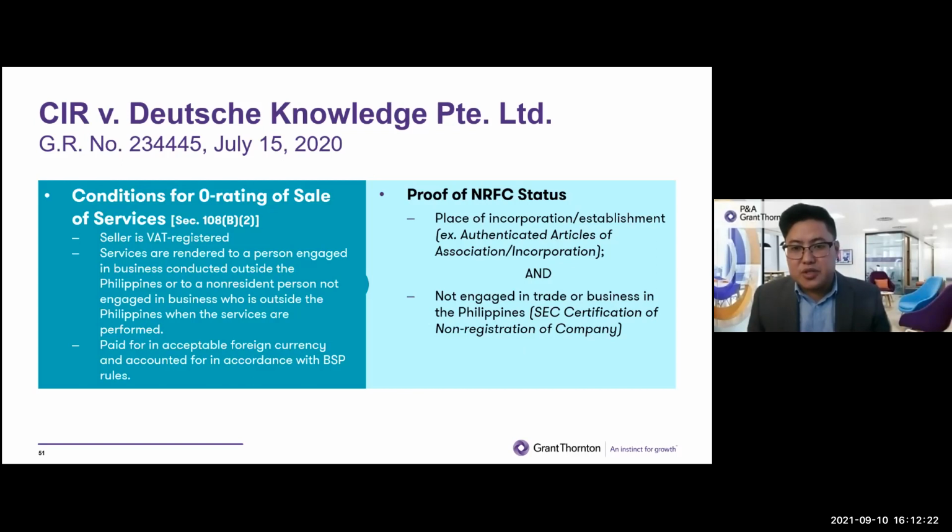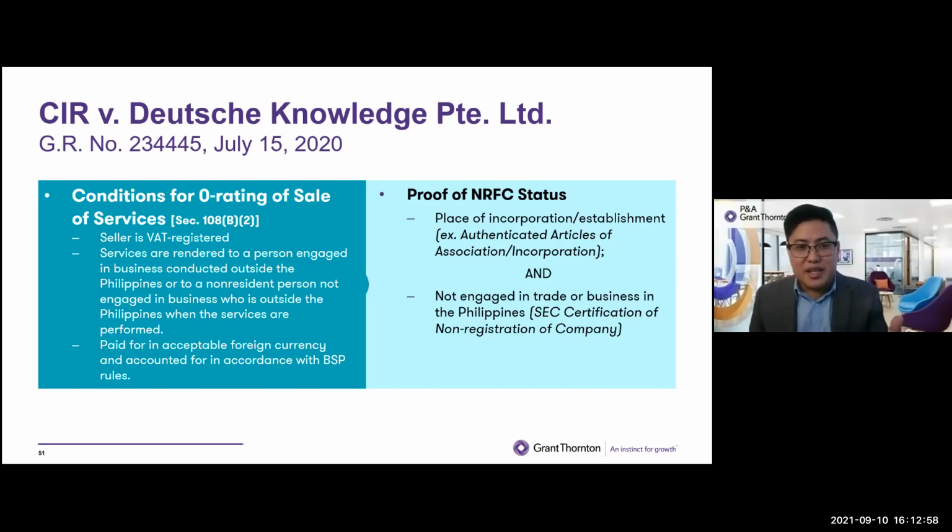Place of incorporation or establishment of the client must, of course, be outside of the Philippines, not here, because otherwise it becomes a domestic entity. And it must not be engaged in trade or business in the Philippines. This is a 2-pronged requirement. So if you're only going to present proof that the place of incorporation is abroad, but you will not present proof that that entity is not engaged in trade or business in the Philippines, then you failed to provide sufficient proof of NRFC status.